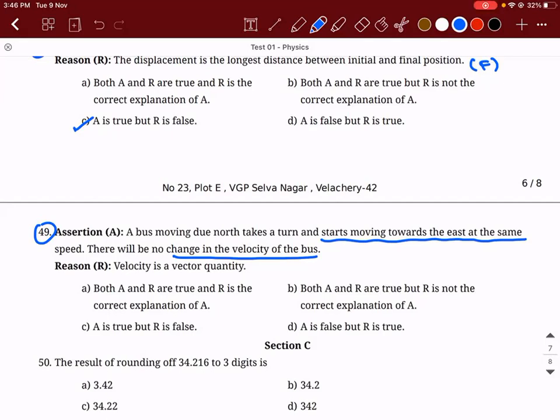So there is a bus which is moving due north, takes a turn and starts moving towards east at the same speed. There will be no change in velocity of the bus. Is it right? No, sir. Why? They both have the same speed, no? Then why is it not right? Sir, at the point of turning, at that instant it becomes zero, sir.